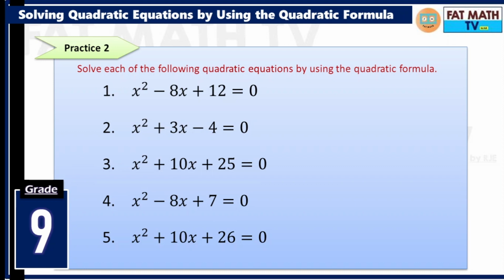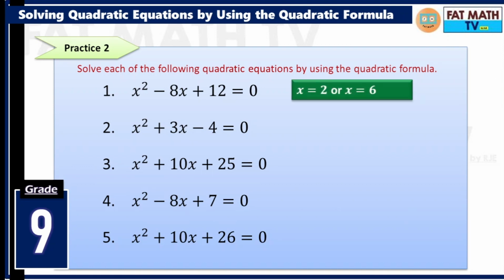Number 1, x squared minus 8x plus 12 equals 0. Number 2, x squared plus 3x minus 4 equals 0. Number 3, x squared plus 10x plus 25 equals 0. Number 4, x squared minus 8x plus 7 equals 0. And lastly, number 5, x squared plus 10x plus 26 equals 0. So please pause the video and play if you're ready to check your answers.